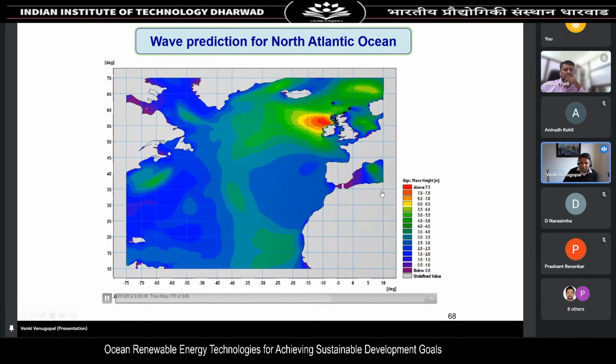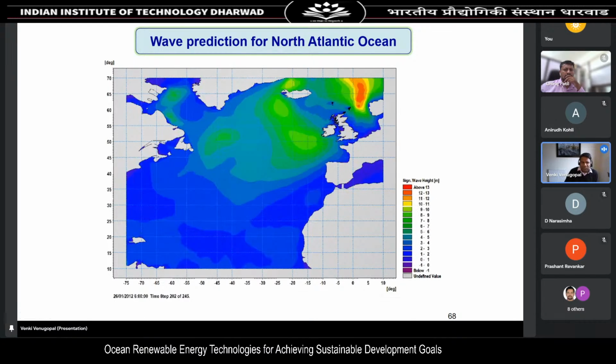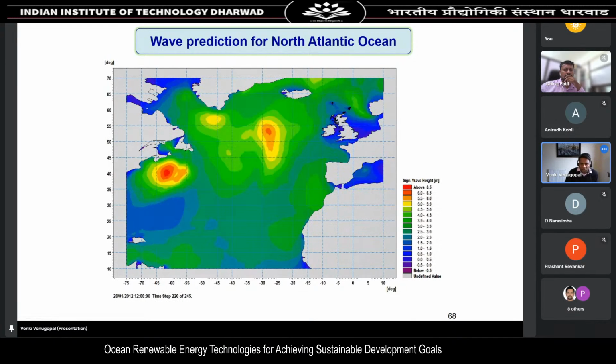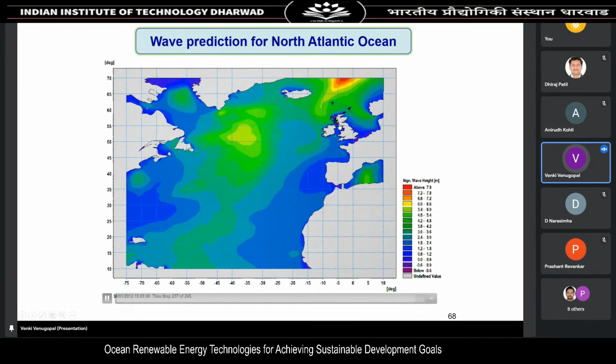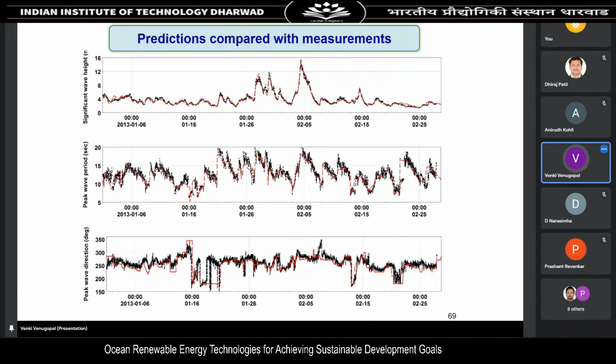And if you look at the red spot, that shows the significant wave height could reach up to 13, 14 meters, which is a very large wave, which is why we are interested in developing wave energy for European countries.